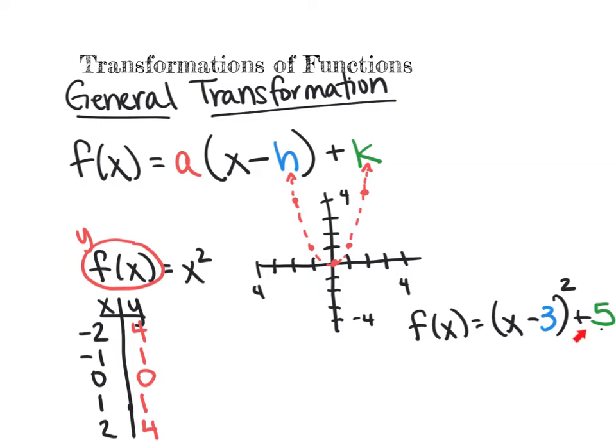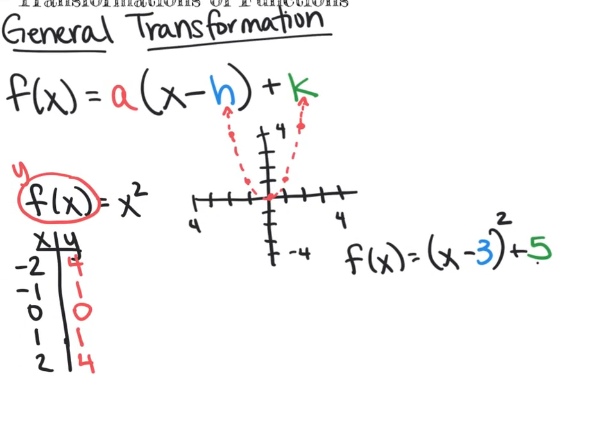Likewise, a +5 on the outside is saying, once I calculate all of this, I'm not applying it to the x anymore, I'm applying it to the final thing, which is your y. So it's going to add 5 to the y's. Essentially, when you look at this transformation, you are shifting the graph to the right by 3, always opposite of x, and up by 5.